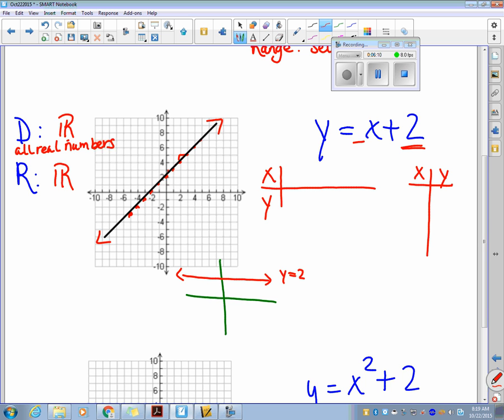The domain is still all real numbers, isn't it? But what's the range? The range is only 2. Excellent. You guys remember that. So just because it's linear doesn't mean that it's always all real numbers. There are some fancy ones.